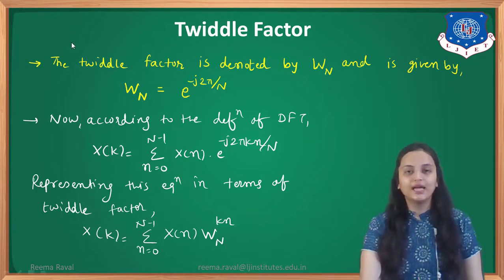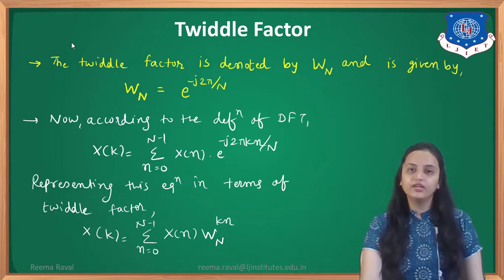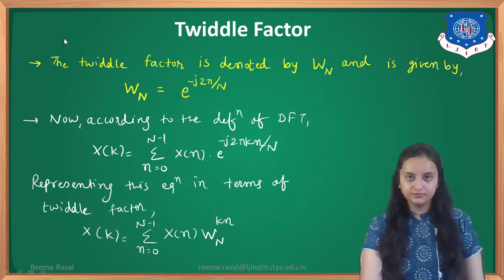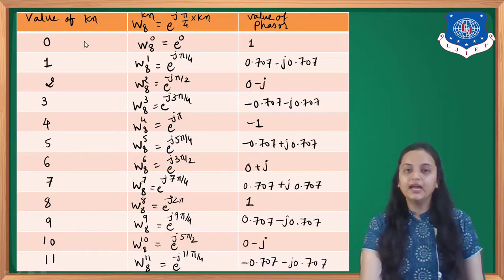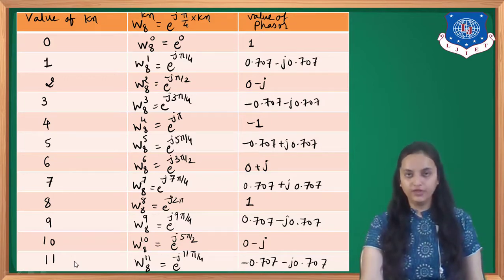Now let us see the cyclic property of Twiddle factor. For that, we'll take N-point DFT to find the different values of this Twiddle factor, and according to the values obtained, we will determine the cyclic property. So this is the table indicating the values of kn and according to those values, the Twiddle factor values for N-point DFT. Here we have taken N equals 8, that means we are taking 8-point DFT. According to this value, the output value for this Twiddle factor we will write in this column. We are taking the value of kn starting from 0 to 11 to represent the cyclic property of DFT.